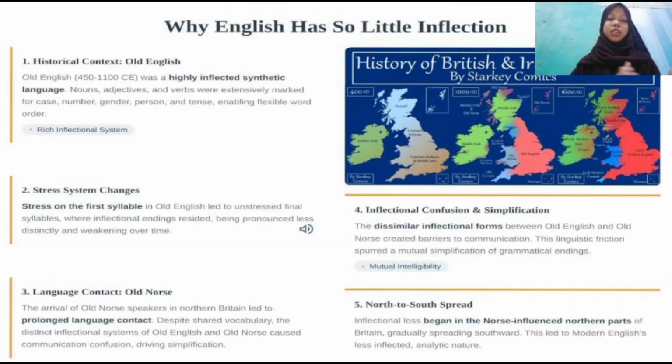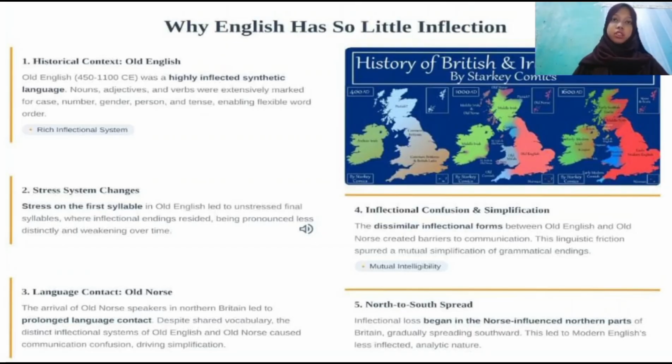So why does English have little inflection? The first is historical context. Old English was a highly inflected synthetic language. Nouns, adjectives, and verbs were extensively marked for case, number, gender, person, and tense, enabling flexible word order.